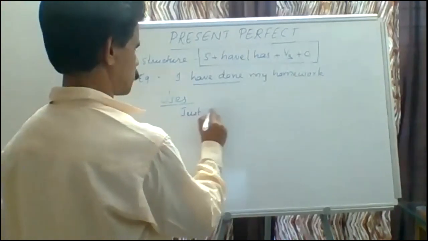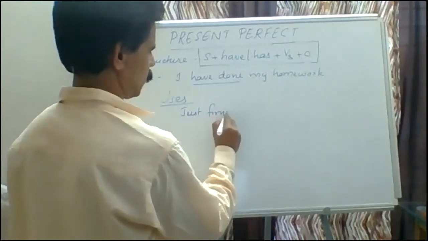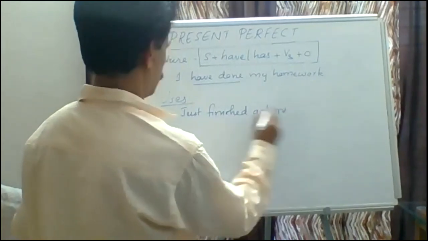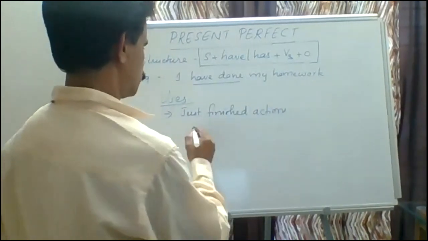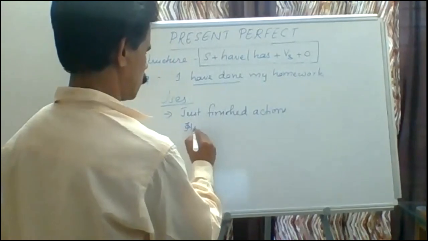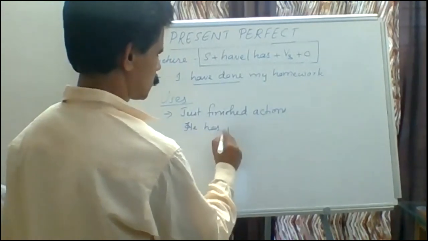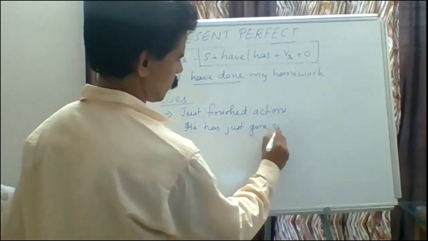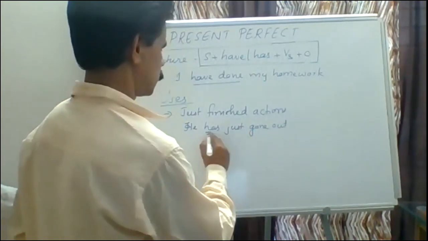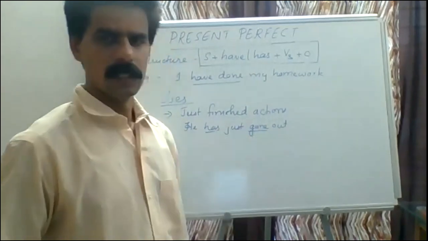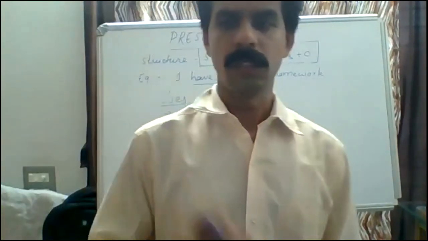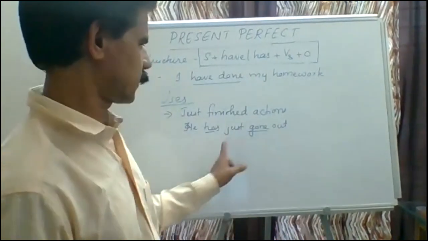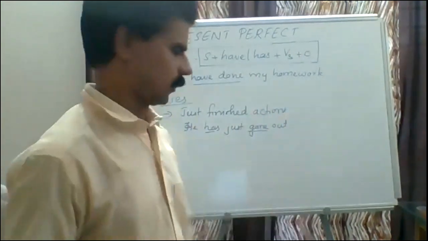Just finished actions. First one, that is, he has just gone out. Sometimes we can say that power has just gone out. So an action that happened just before is expressed with the help of present perfect.